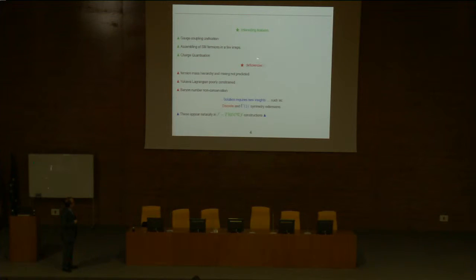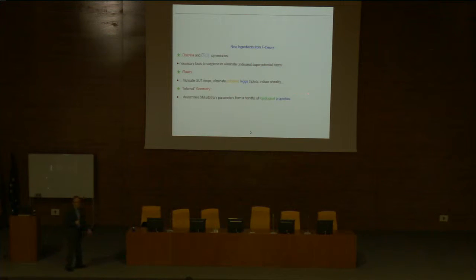But there are also deficiencies, and among them, the ones that interest us here, is that fermion mass hierarchy and mixing is not explained. And also, the Yukawa Lagrangian is poorly constrained, and as a result, we have baryon number violation and so on. And the solution to these old GUT theories requires new insights, such as discrete symmetries and Yukawa symmetries. And the claim is that F-theory gives this in a natural way.